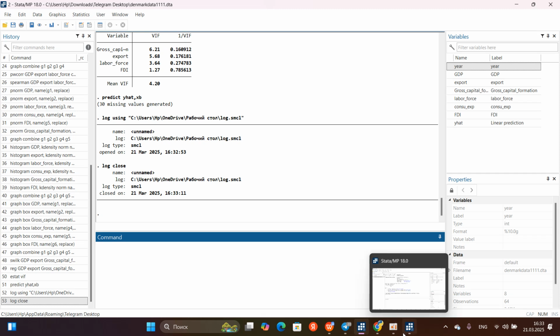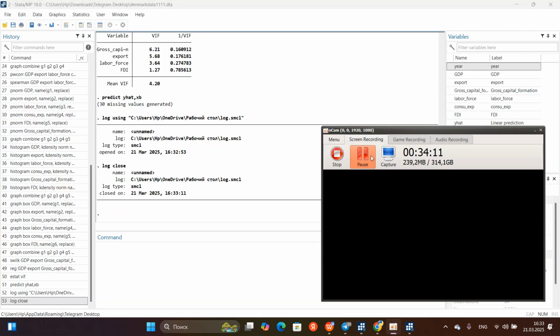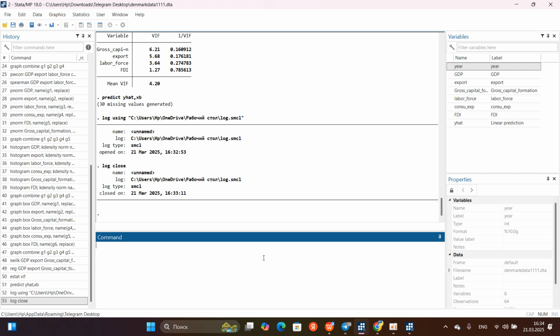Let's move on to the next step. I think that is all we can do with Stata.